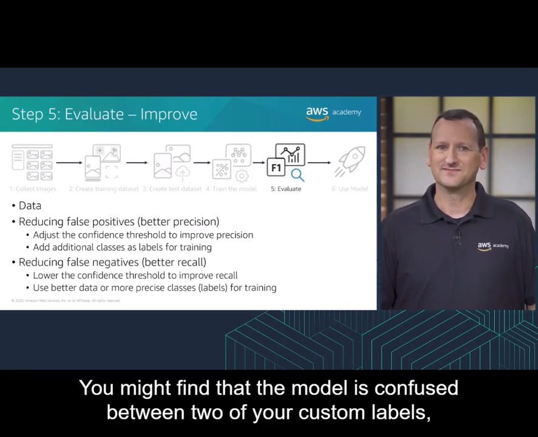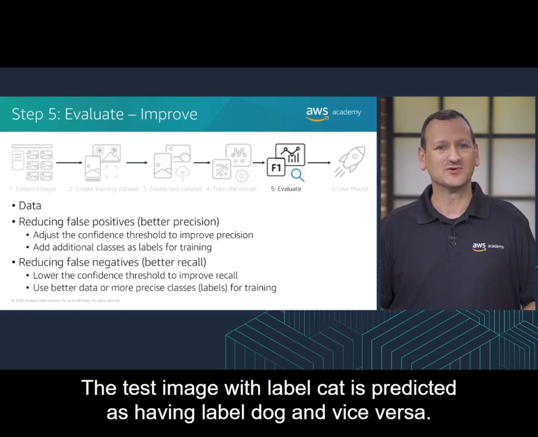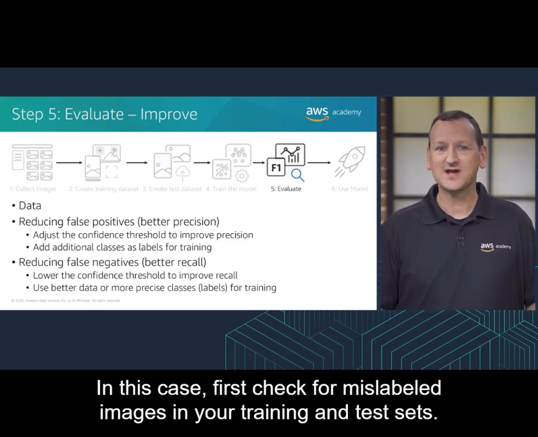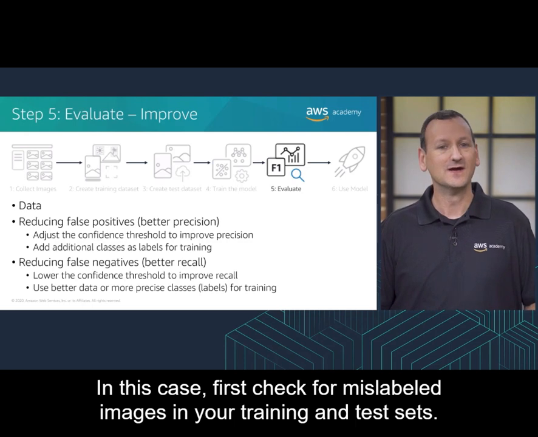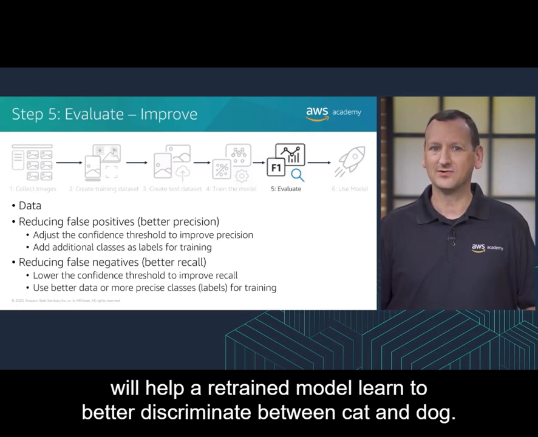You might find that the model is confused between two of your custom labels, cat and dog. The test image with label cat is predicted as having label dog and vice versa. In this case, first check for mislabeled images in your training and test sets. Also, adding more training images that reflect this confusion will help a retrained model learn to better discriminate between cat and dog.